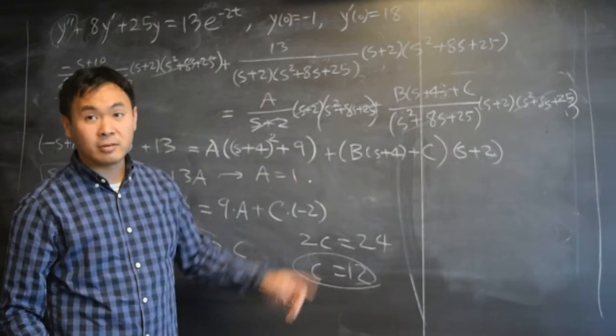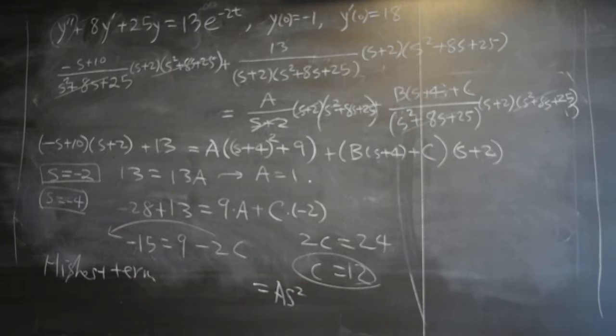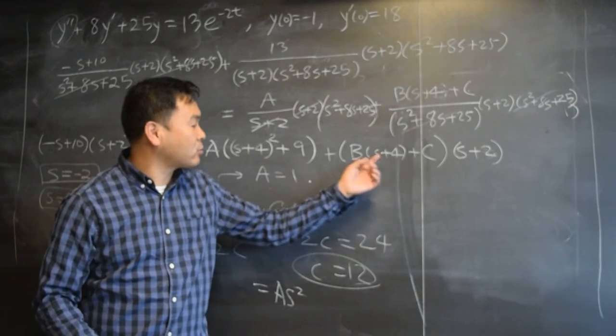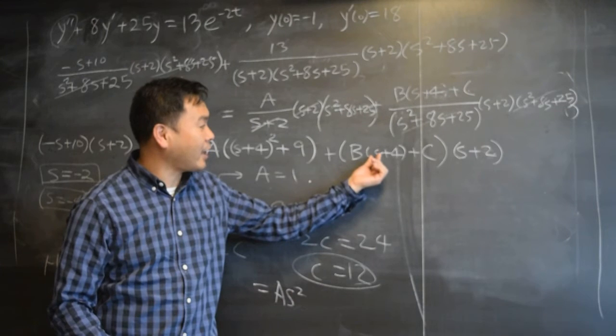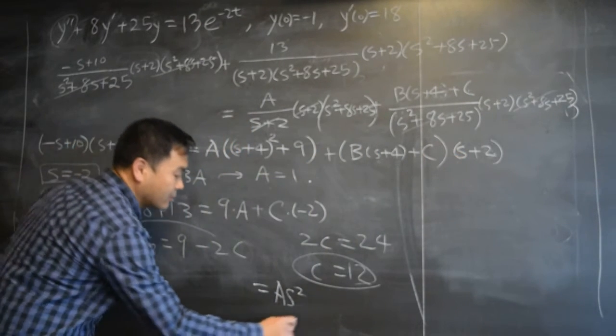Is this to find B? I still need to find b. That's why we're doing this. Yes. And then if you look at the highest order term, what is it? B times s. That's bs and then another s, right? So that's bs squared.